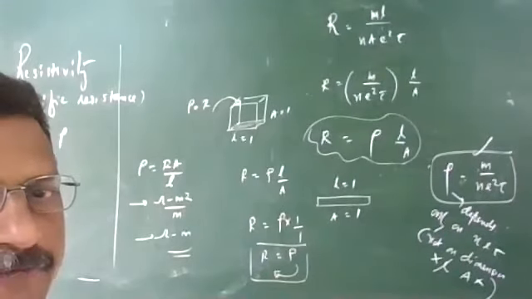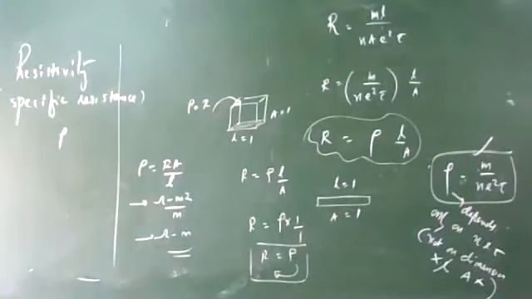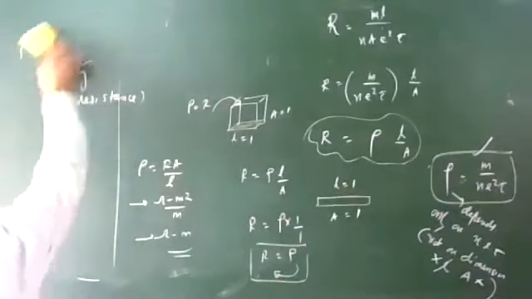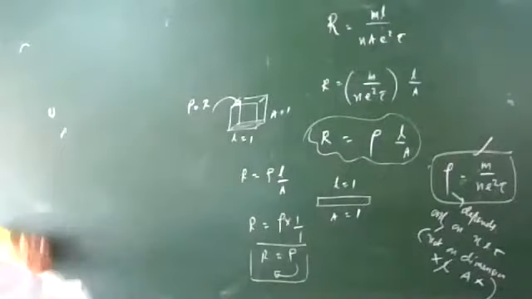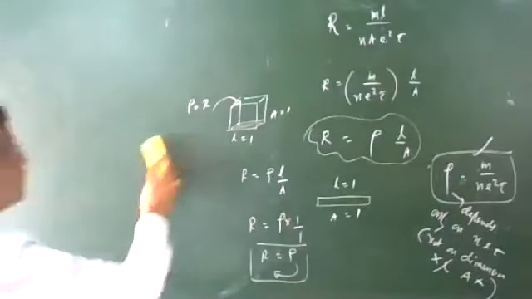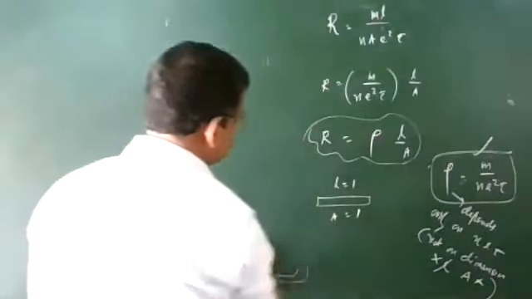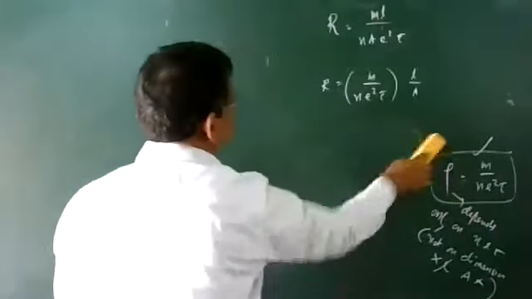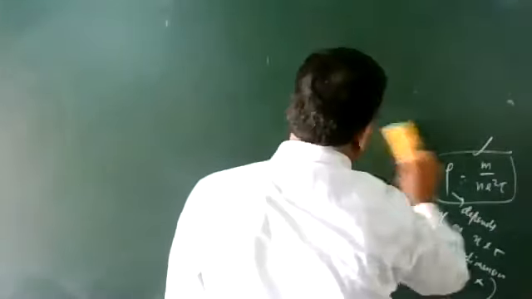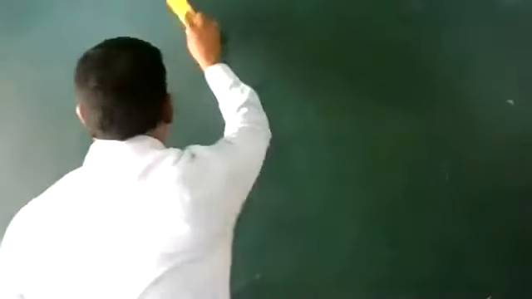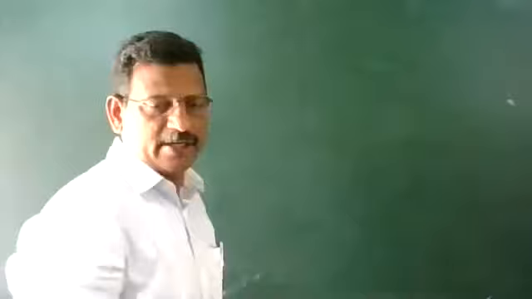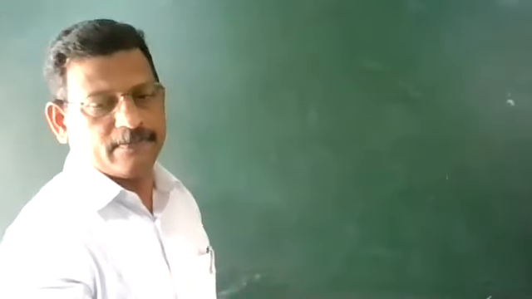Anjal, tell me the definition of resistivity or specific resistance of the material. Sir, resistivity is the resistance of a material of unit length and unit area of cross section.